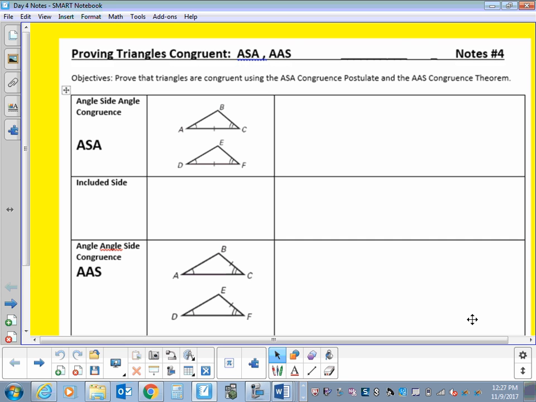Alright, phones away. Make sure you have your packets out. Q1, you with me? What page? Put it away. 16.